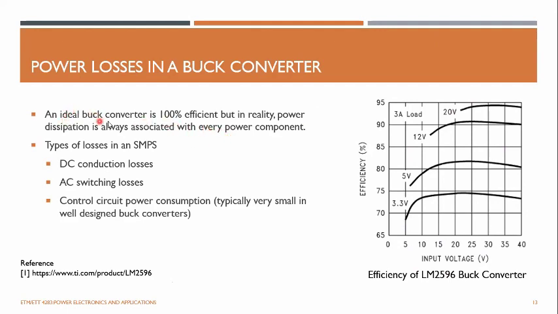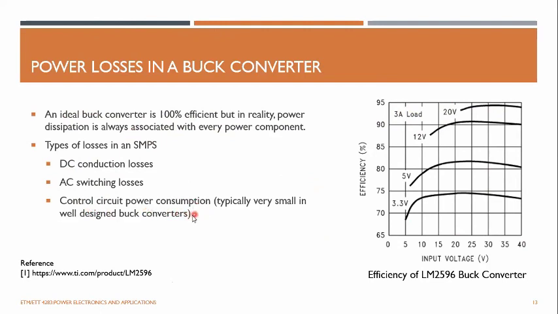In an ideal buck converter, you can achieve 100% efficiency, but in reality, due to the losses of the components, the efficiency is always below 100%. So that is what you are seeing here. The types of losses associated with switch mode power supplies are common to all switch mode power supplies, not only this buck converter. The three forms are the DC conduction losses, the AC switching losses, and the control circuit power consumption.